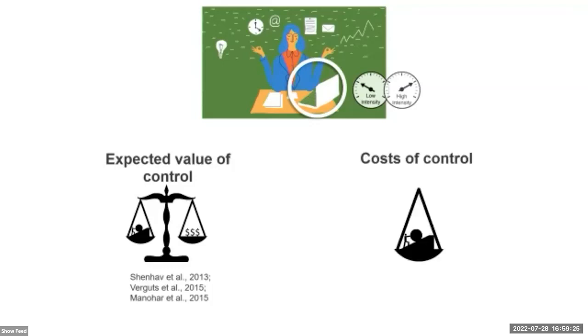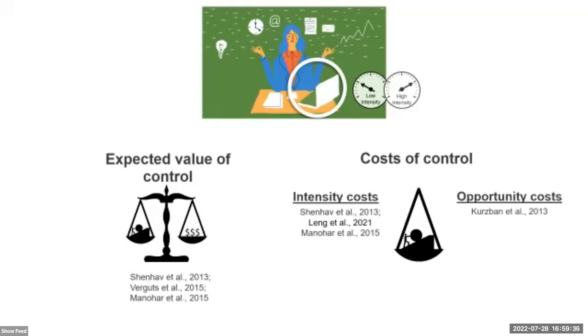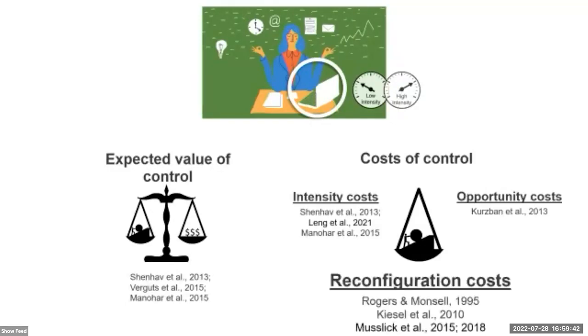So in this talk, I will focus on cost of control, and there are different types of costs. The most intuitive ones are intensity costs. The more control we allocate, the harder it is, the higher the cost. Then we have opportunity costs. If I'm focused on one task, there are many other things I'm not doing at that moment. But the costs I want to focus on in this talk are reconfiguration costs.